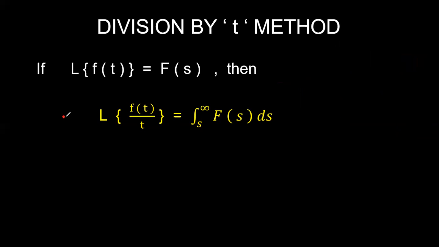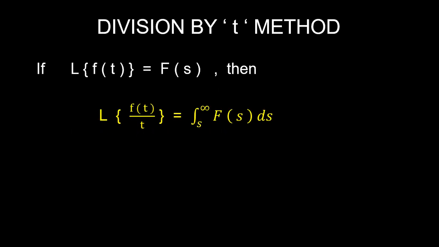In this class we are going to see the Laplace transform of f(t) by t. So the division by t method: the Laplace transform of f(t) by t is equal to the integration from s to infinity of F(s) ds. First you have to evaluate F(s), then you have to integrate from s tends to infinity, and then do the simplification for the given function. So this is about your division by t method.